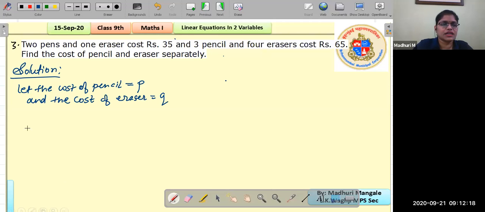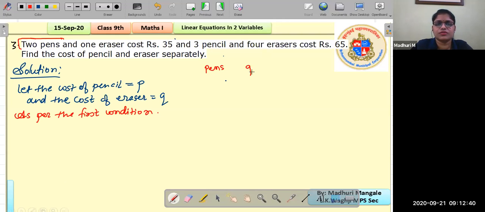Now let us look at the first condition. What is the first condition? As per the first condition, the first condition says 2 pens. So instead of pens, you just write out P over there. So if I need to show it to you like this over here, the logic, yes, so pens is P and erasers is Q. As per the first condition, it says that 2 pens and 1 eraser cost rupees 35.